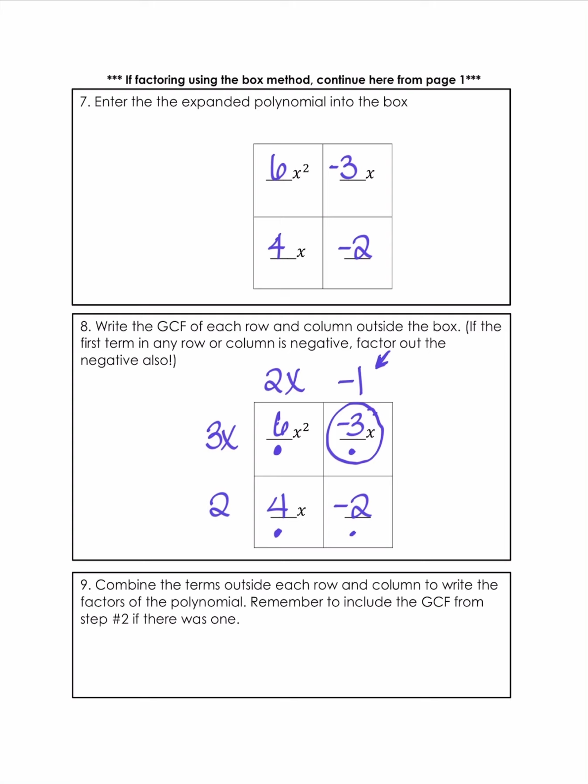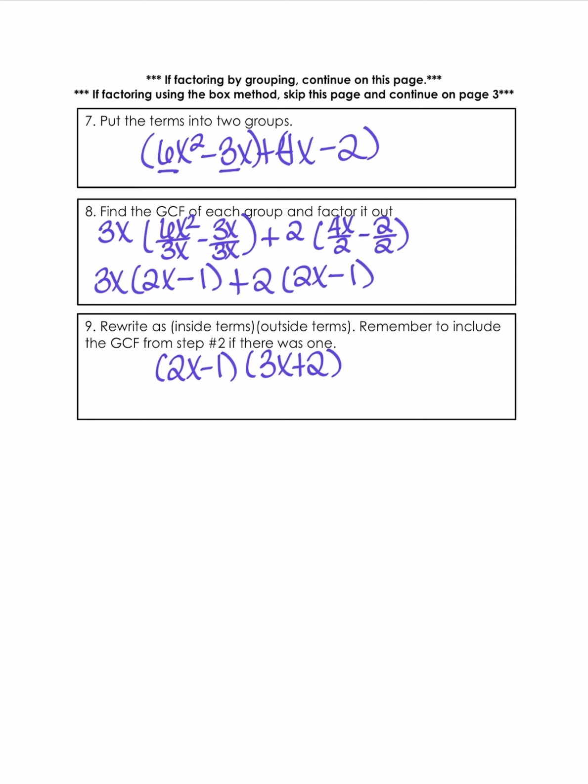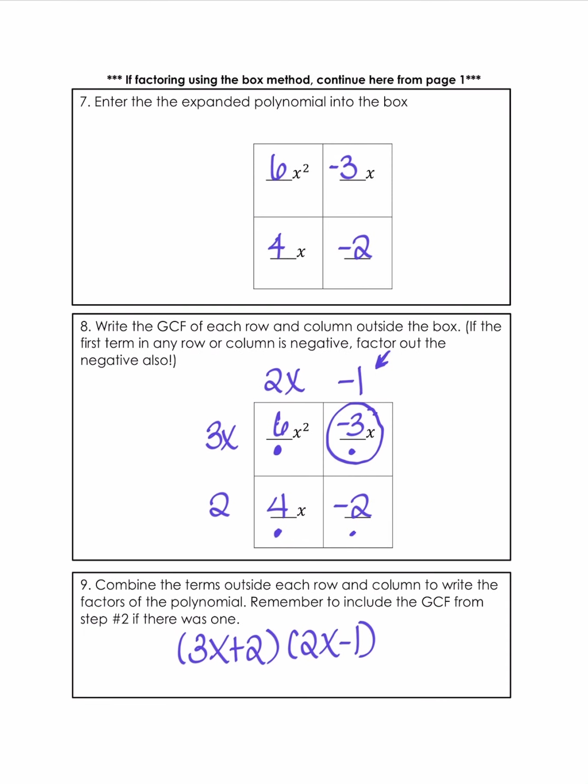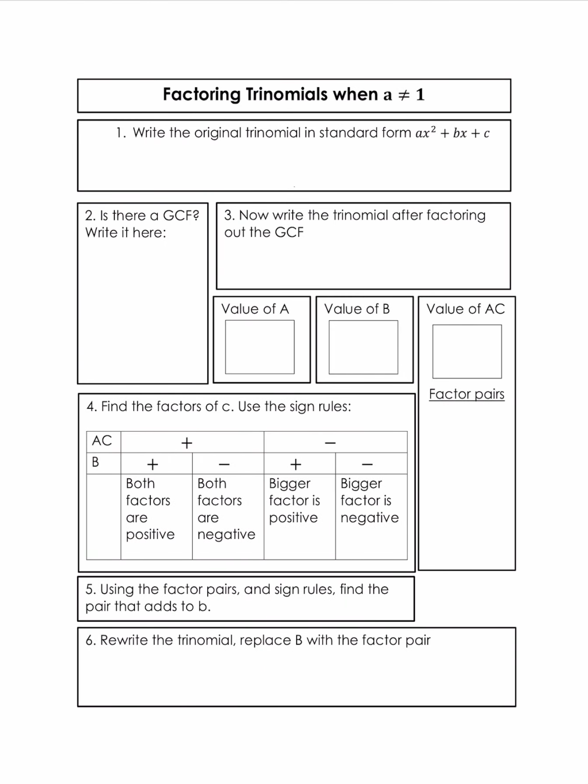So now we can write the outside terms as our factors, right? So we're going to have 3x plus 2 times 2x minus 1. There was no GCF, so nothing we need to add in. Notice we get the same answer. It doesn't matter which method we used. So let's try another one.